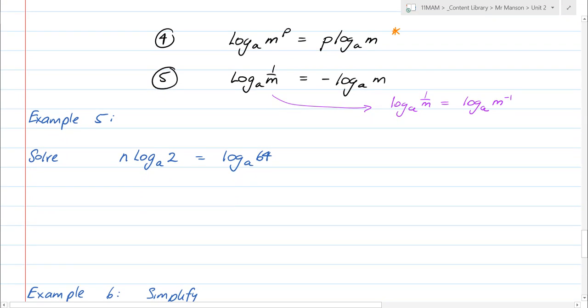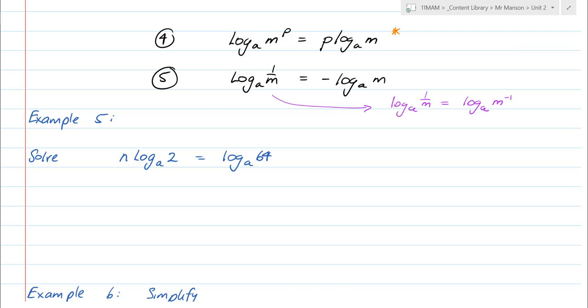This first example will be one of the power examples. n log base a of 2 equals log base a of 64, and we're going to try and evaluate the value of n and a. I believe. We'll see what we can find. It's tempting here to divide through by log base a of 2, which would be a problem. Because if we divided through by log base a of 2, there's no division rule for logs. There's a subtraction rule for logs that leads to a division on the inside, but there's no division rule for logs, so we can't do that.